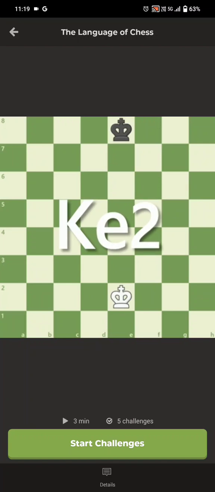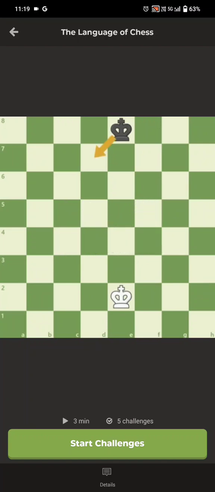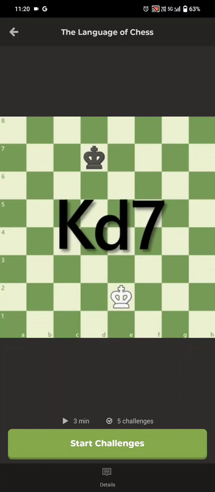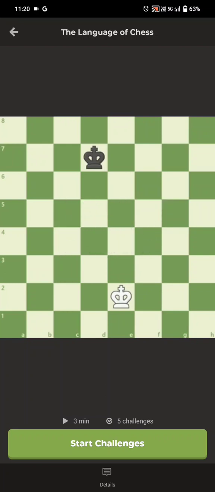Let's say black wants to play King to D7. In this case, it's the same idea. Capital K, lowercase D7. So piece, then square. K, D7. We will use the same idea for all the other pieces.